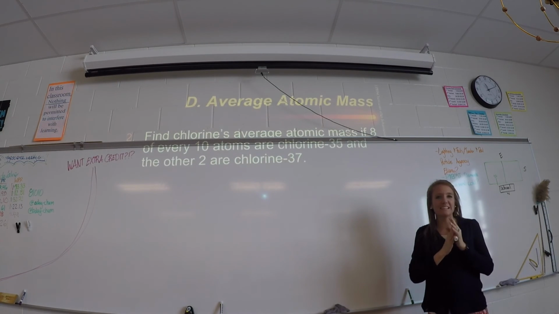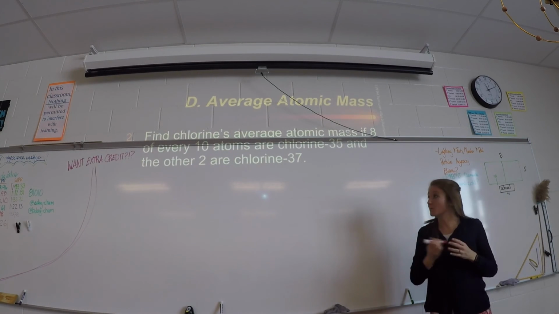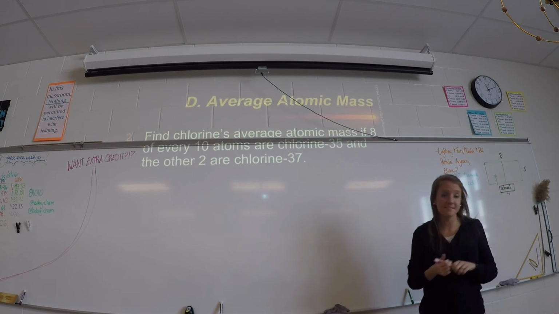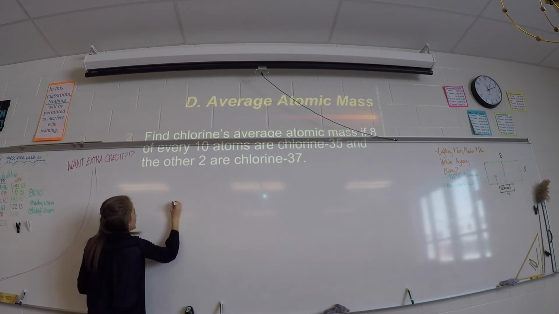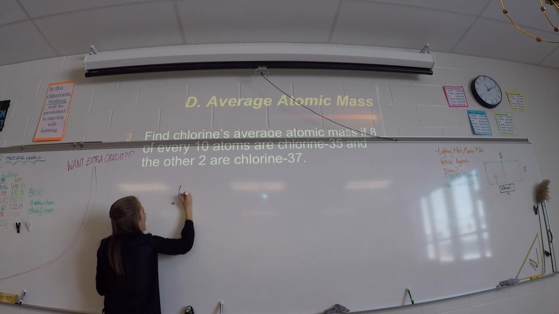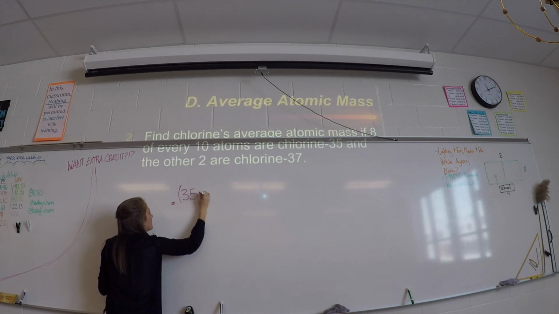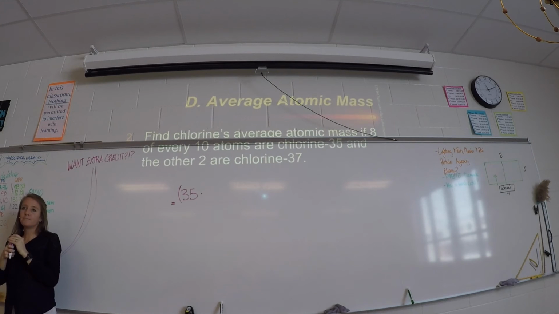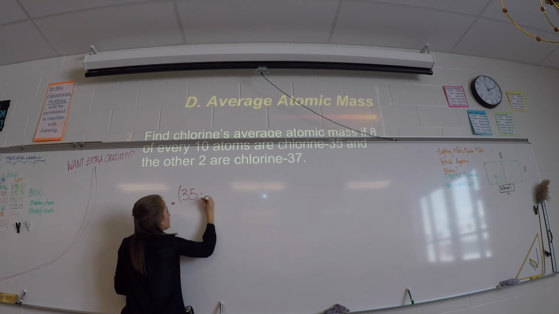So this problem, everyone, is the same idea, but they give us a little bit of different information. We're still trying to find the atomic mass. So to find the atomic mass, we need to take the mass of the isotope, so it's chlorine 35. But what's my percent abundance of it? 80%. How'd you get that? 8 out of 10. Yeah, so sometimes they may not tell you the percent, but 8 out of 10 means 80%.